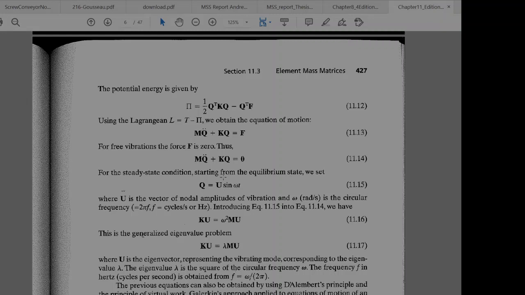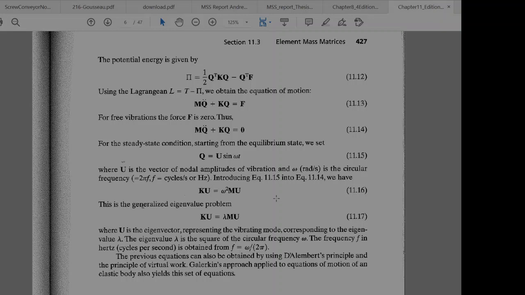So if you start off by describing our steady state solution, say Q equals U sine omega t, I can plug that in here, K times U times sine omega t. The first time derivative of this has a cosine term. The second derivative goes back to a sine term again. Every time I take a derivative, an omega pops out. That's where the omega squared comes from. And so this gives me a way to derive a generalized eigenvalue problem, which describes these steady state conditions that we have.